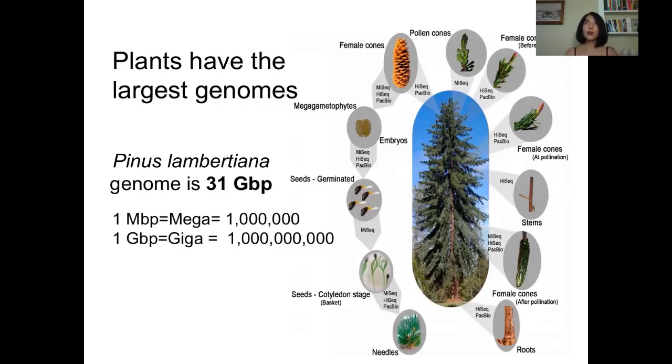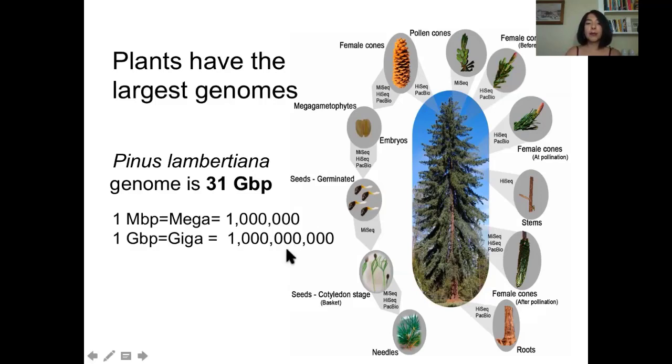So I guess before we had the sequence of the human genome, and all of the other genome sequences after, we thought that humans should have the largest genome because we are very smart, we have created these civilizations. But actually our genome is not that big compared to other species. Pinus lambertiana, this pine, has a genome that is 31 gigabase pairs.